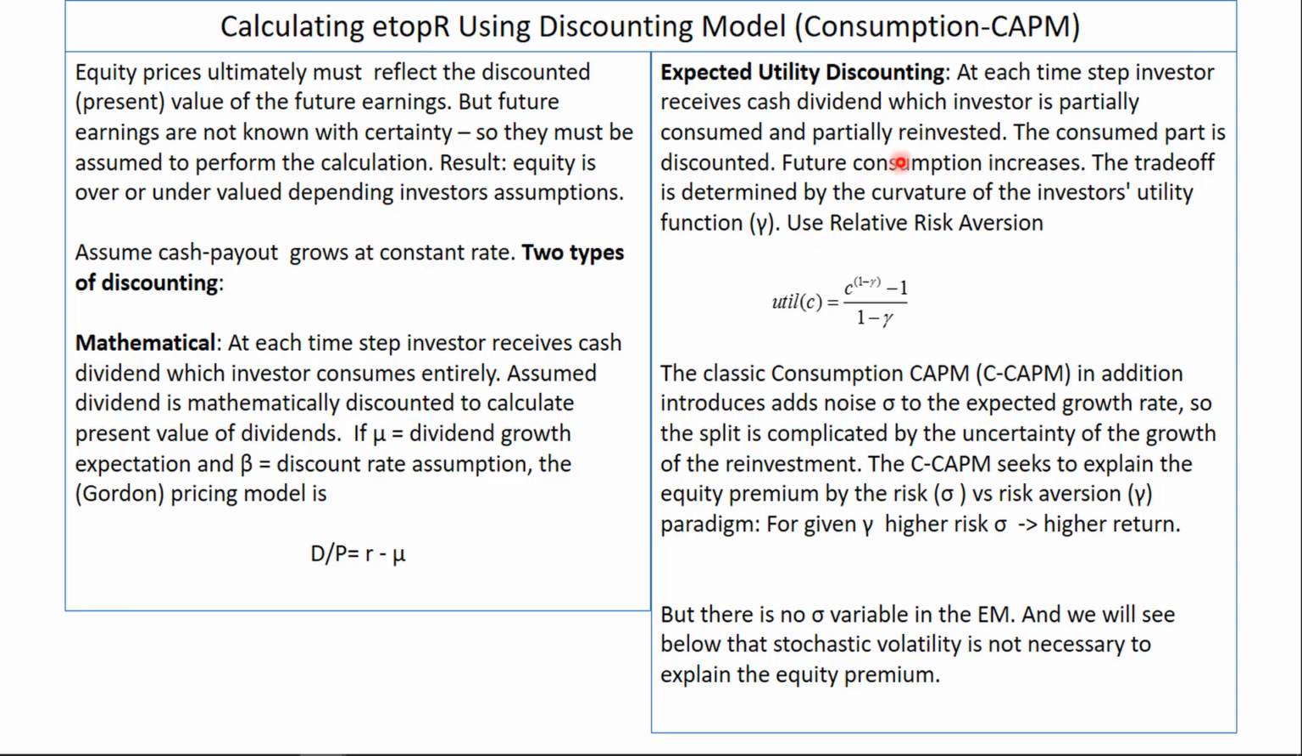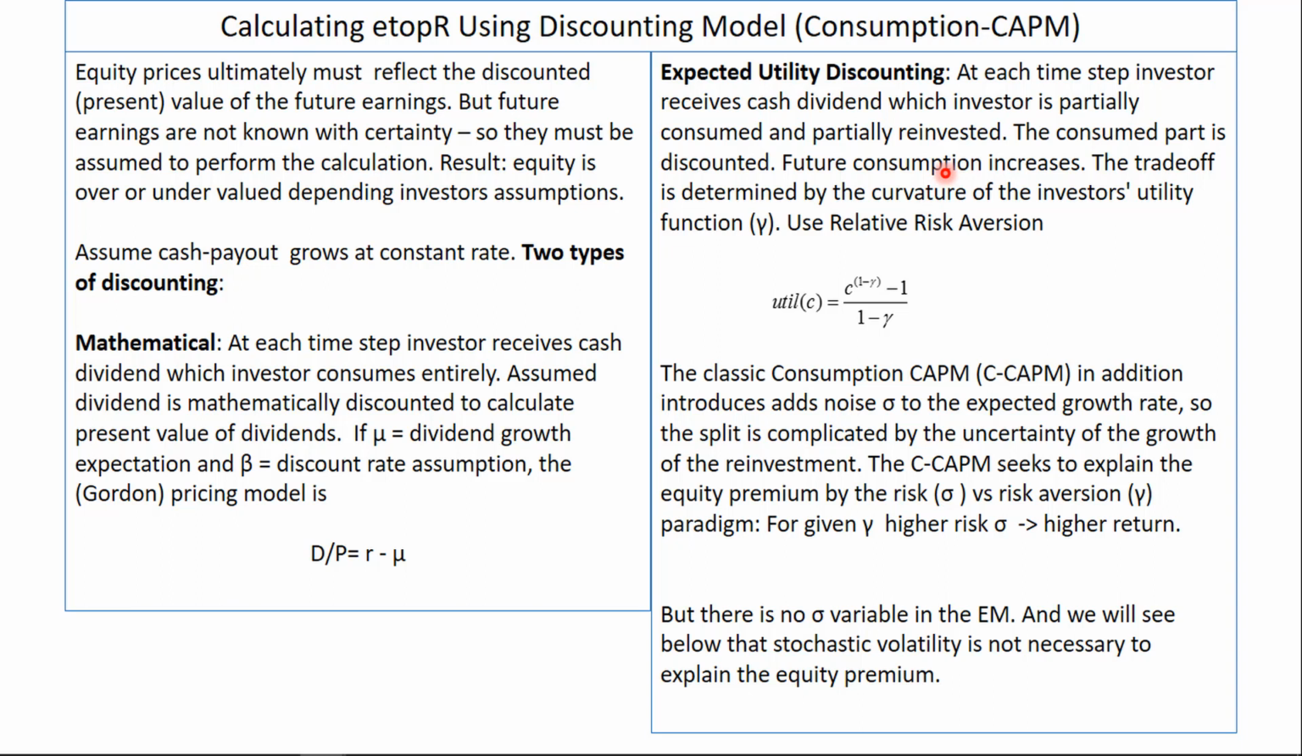The more modern type of discounting is a discounting based on expected utility. In these models, at each time step, the investor receives a cash dividend, which the investor partially consumes, and he or she reinvests the rest in the equity, so that this reinvestment increases the lifetime consumption, but you have to wait for it. That's the idea of these models. The consumed part is discounted, and the future consumption does increase, of course, with the reinvestment, but it takes place later on in time. And the trade-off is determined by the curvature of the investor's utility function.